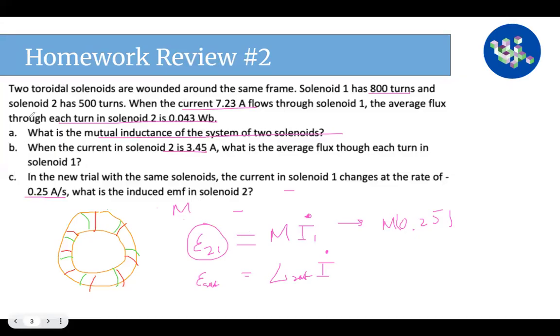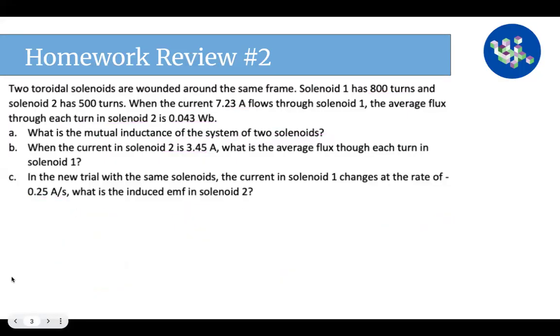So that's how you do the three parts of the problem. Overall, just remember how we define mutual inductance. Once you have the definition of mutual inductance and the induced EMF due to mutual inductance, you should be able to solve all parts of this problem. Let's go on. Any questions on this part, by the way? If not, let's go on to the next problem.